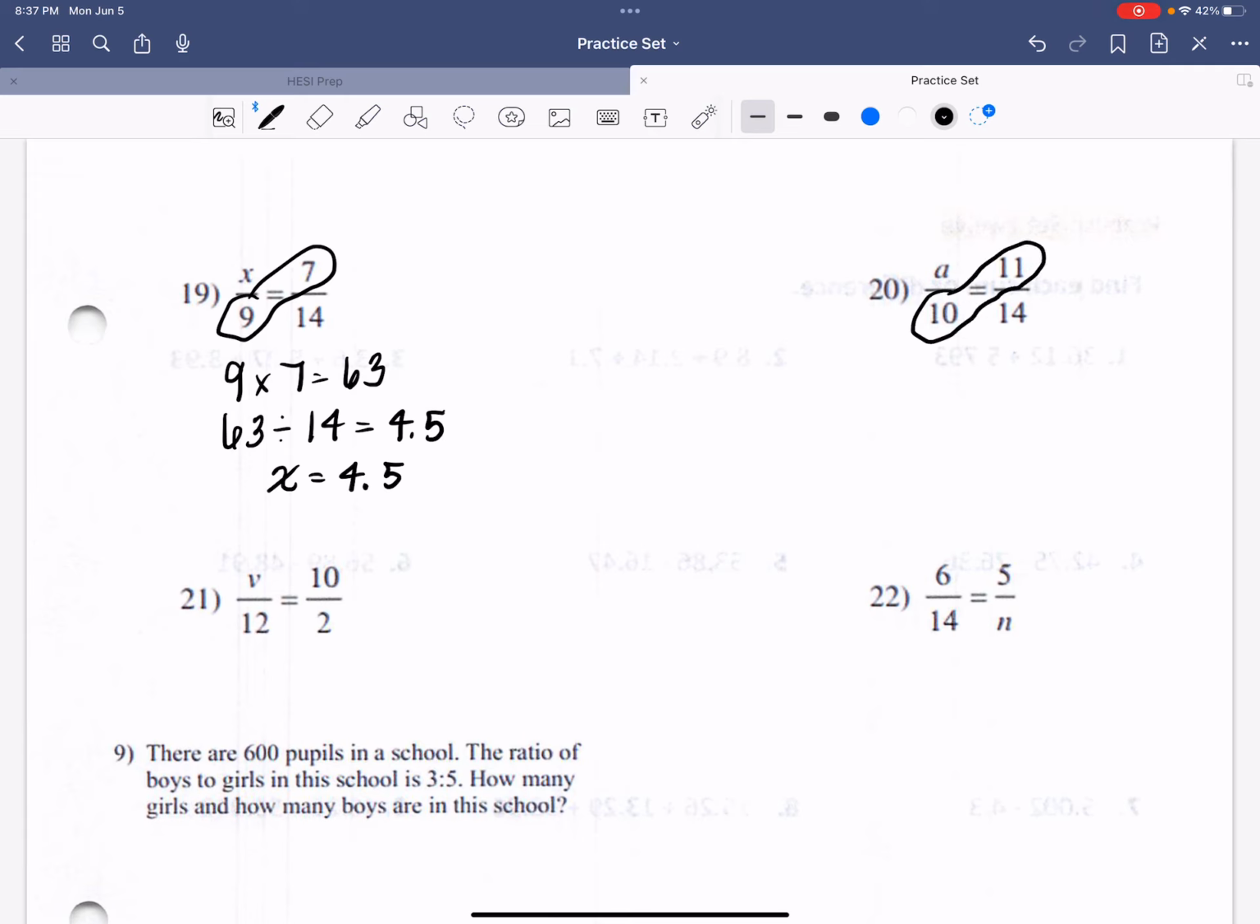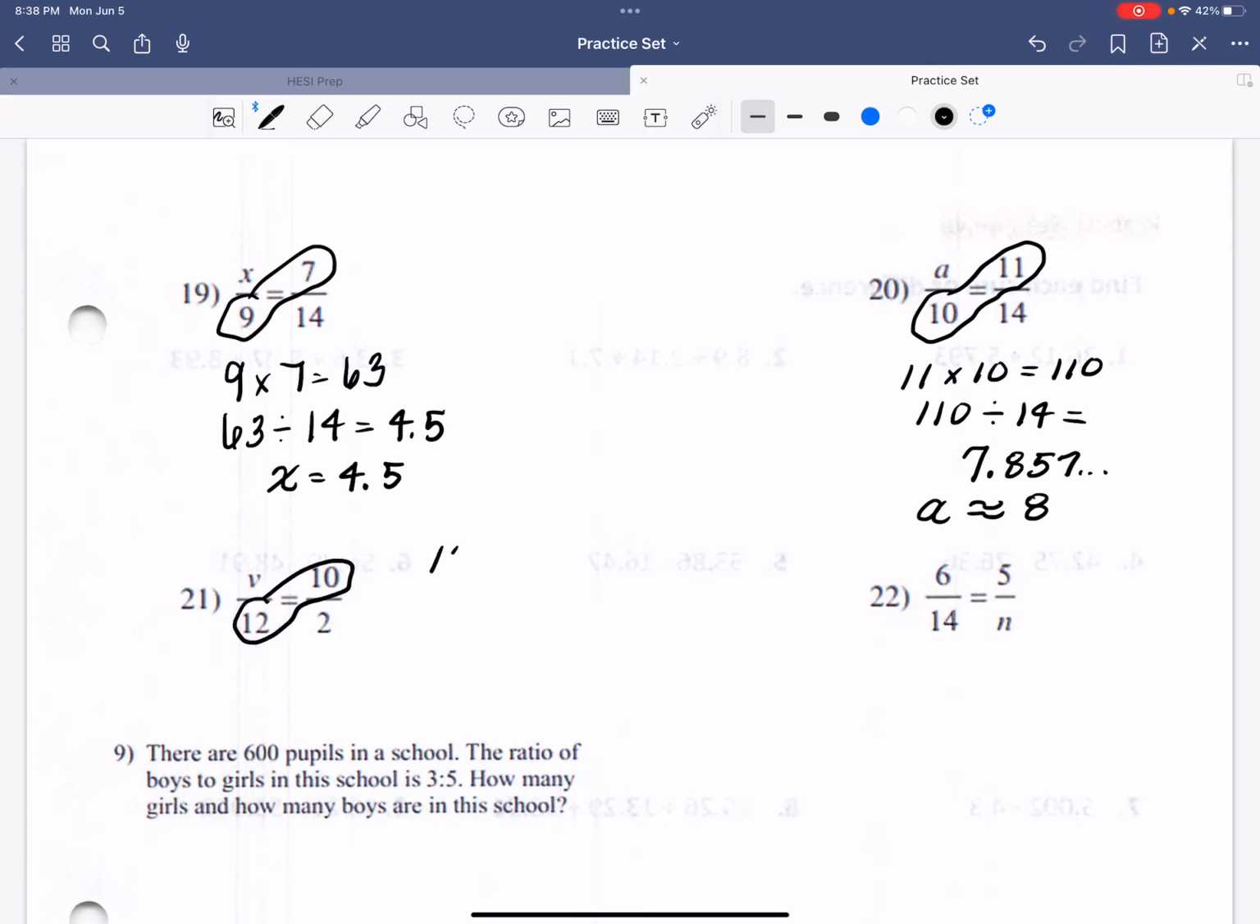10 times 11 is 110. And 110 divided by 14 is 7.857 and a whole bunch of change. So I'm going to say that A is approximately 8. Let's just round to the whole number that time.